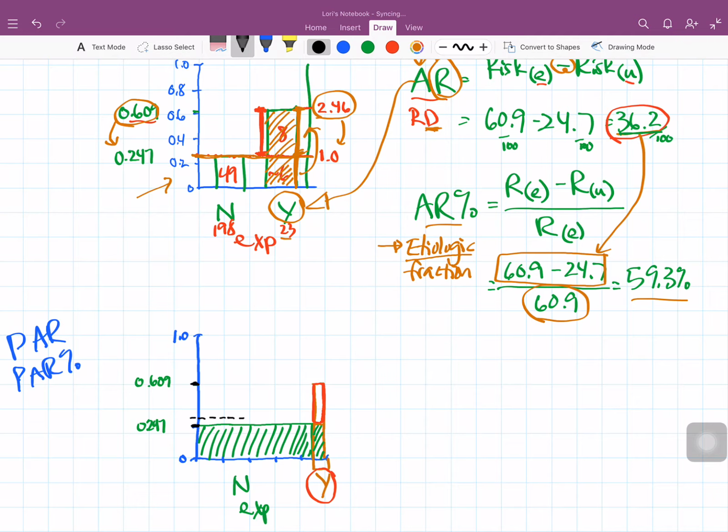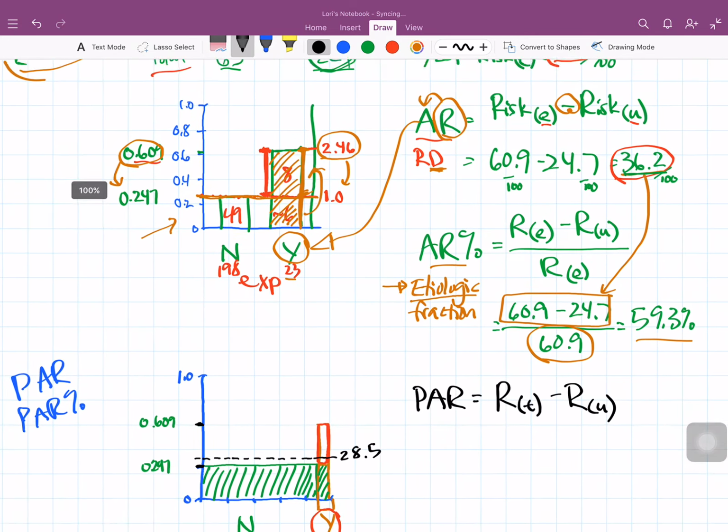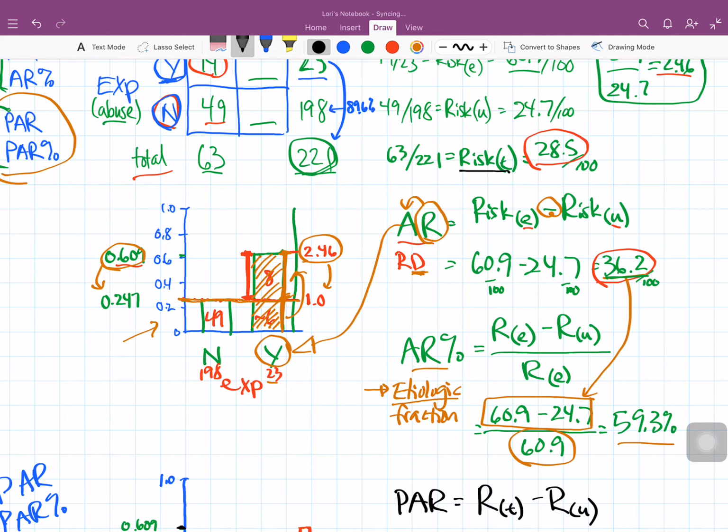This is clearly getting disproportionate the longer we go on. And so here's 28.5, or 0.285. What I need to know for the population attributable risk is the risk total minus the risk unexposed. So let's go back up here and take a look at that. My risk total is 28.5 per 100, and my risk unexposed is 24.7.